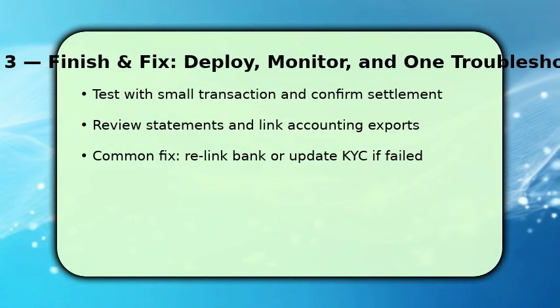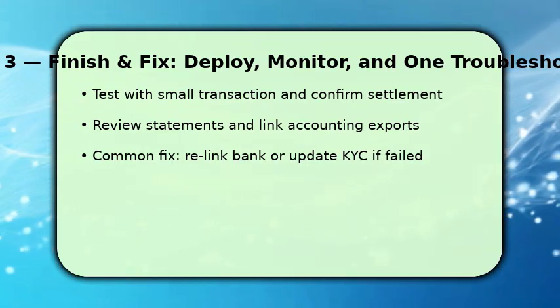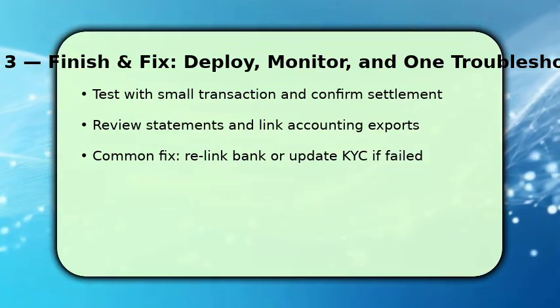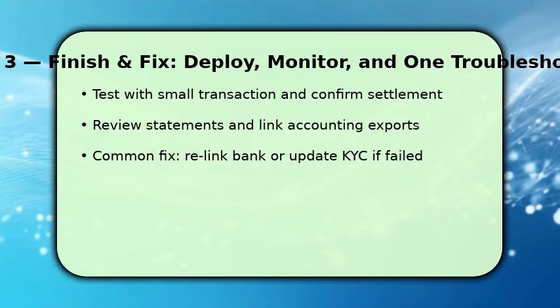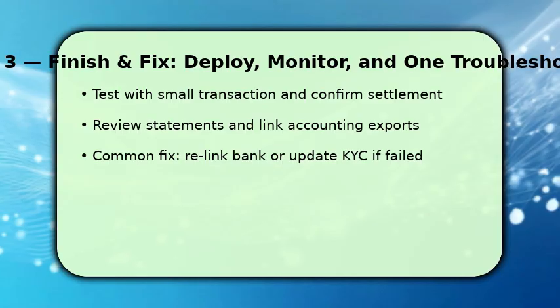Finish by running a live test. Process a small sale and confirm the buyer receives a receipt, and that funds show in your Google Pay merchant ledger. Once confirmed, enable notifications for payments and settlements so you catch failed transfers fast.